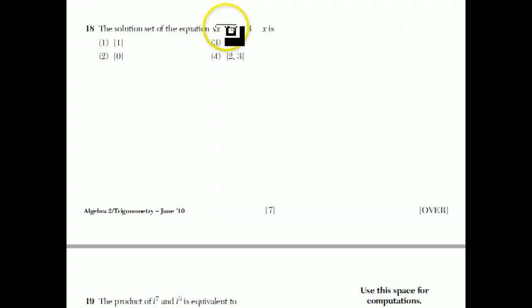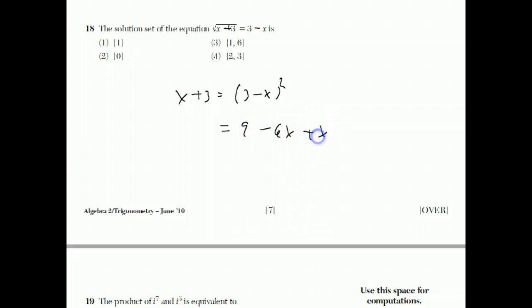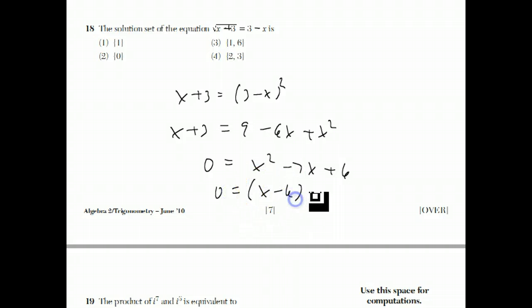The solution set of the equation that says x plus 3, square root of x plus 3 equals 3 minus x is... A traditional way of doing this question is to square both sides. When you square the square root of x plus 3, you just get x plus 3. When you square 3 minus x, you do not get 9 minus x squared, but you get something you have to use FOIL for. And notice how after we move everything over to one side, we end up with a quadratic equation, which can be solved in this case.